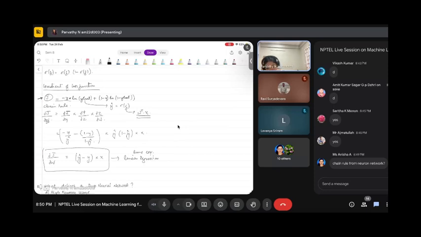So this part we discussed the chain rule, dou J by dou W, and to find that we calculate the derivative of J with respect to Y, and then the derivative of Y with respect to Z, and then Z with respect to the weight that we want to update.